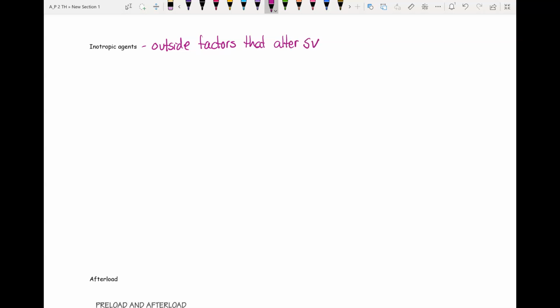So let's review that heart muscle cell. We know that if this is the muscle cell, we have beta receptors where norepinephrine can bind. It activates cAMP. Remember, this is what the muscle and the node have in common. The cAMP opens calcium gates, extra calcium comes in.